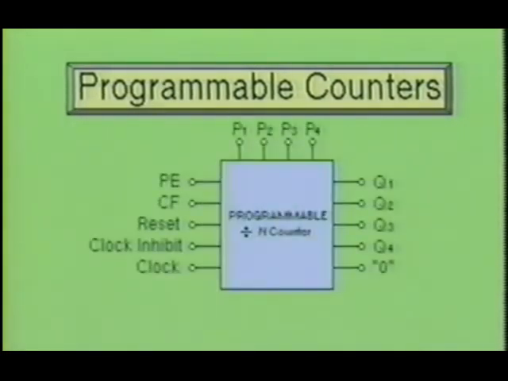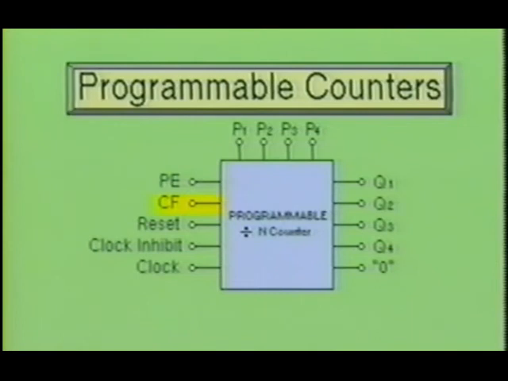Here we see a typical programmable divide by n counter. Notice the inputs labeled P1, P2, P3, and P4. These are the counter inputs which can be programmed to allow the user to determine the desired division of the input clock frequency. Also notice the input labeled PE. This is the programmable enable input. This allows the counter to divide by the pre-selected value at the inputs of P1 through P4.